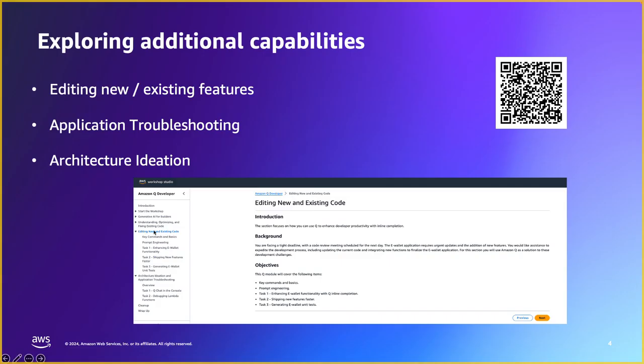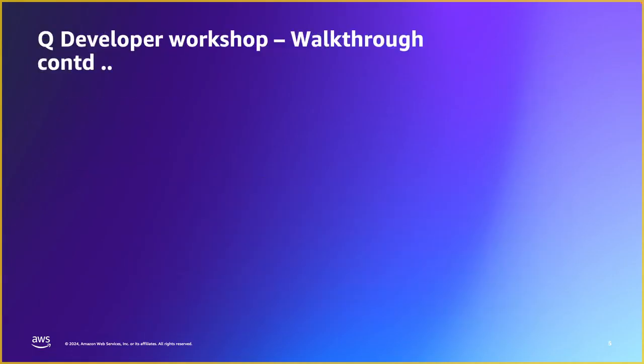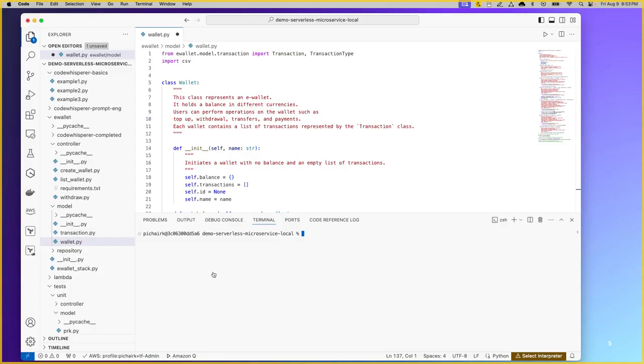In part two, we are focusing on these two sections: editing new and existing code, and architecture ideation and application troubleshooting. The first would be covered in the IDE. For the second one, we will switch to the AWS console to continue on these two use cases. So let's get this started here live in the code.